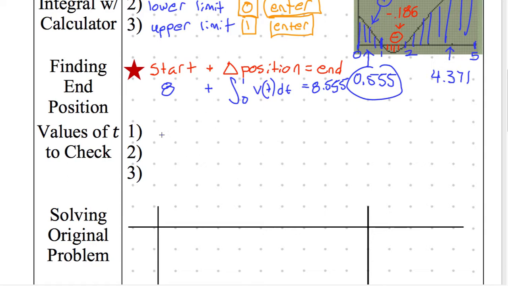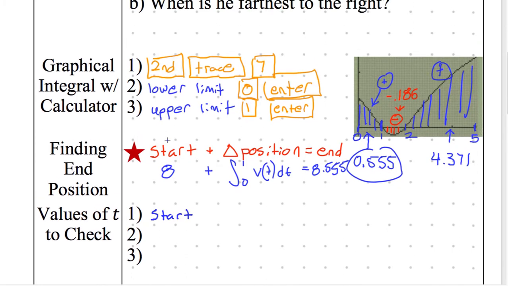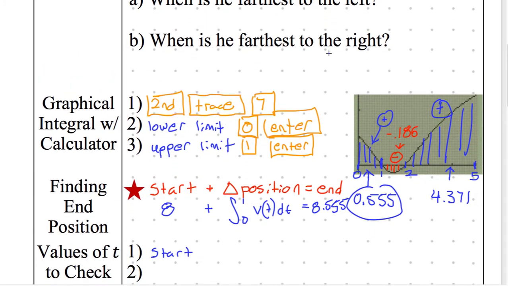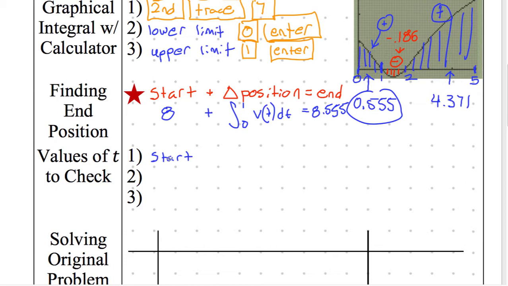So the first thing that you always need to check is your start. You have to check that start position. There are some cases where that might actually be the answer. You might be the farthest to the left wherever you start. You need to check every CV. What's the definition of a CV again? Critical value. Critical value, yeah. What's the definition of that? v of t, or velocity, equals 0.